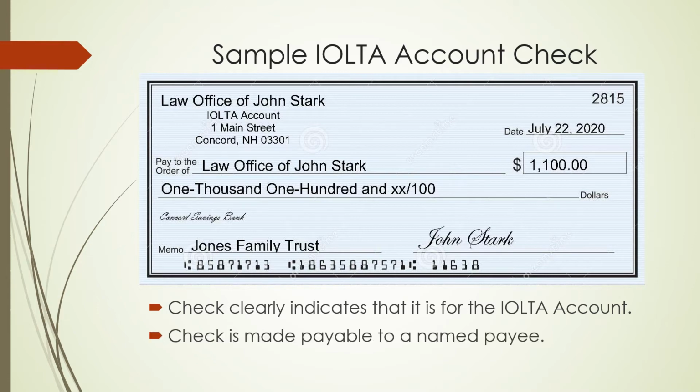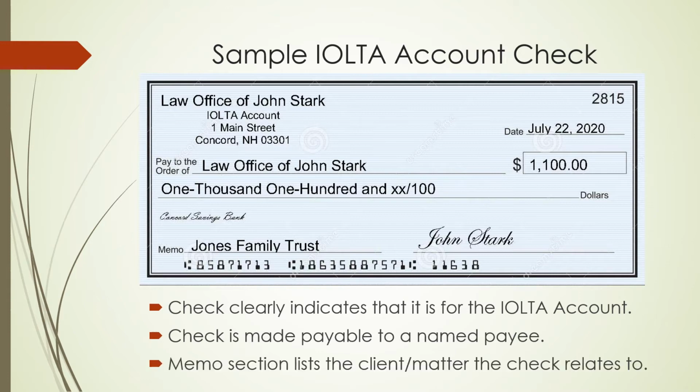The check is made payable to a named payee. In this case, the check is payable to the law firm for earned fees. Finally, the memo section lists the client or matter that the check relates to. By putting the client or matter name on the check, it will be easier to follow the transactions in the IOLTA account, and it will help you discover and solve IOLTA account issues. Once again, it's all about creating that audit trail so that later, if there's a problem, you can figure it out.